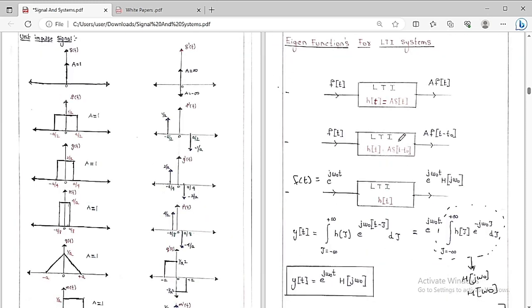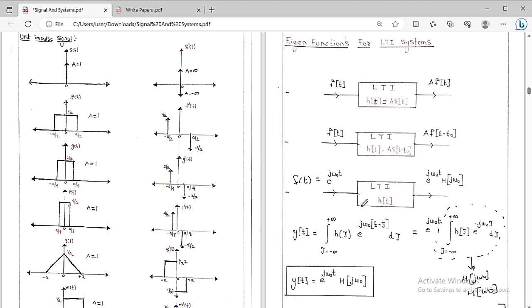Suppose another LTI system has the impulse response h of t equal to a times delta of t minus t naught. Here only the periodic signals with period t naught are called the eigenfunctions for this system. And if you take an LTI system with any impulse response h of t, and the input is a phasor, meaning e to the power of j omega t, then the output is always a scalar multiple of the input.